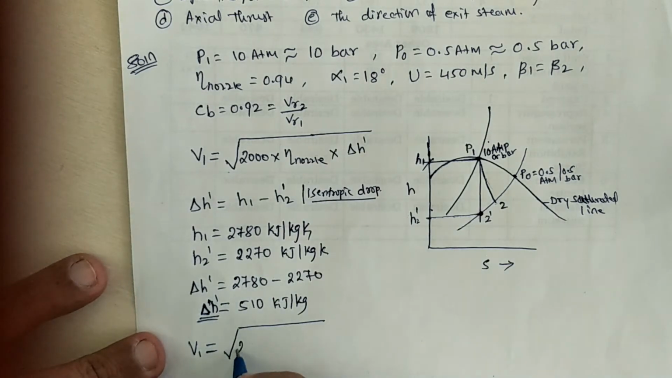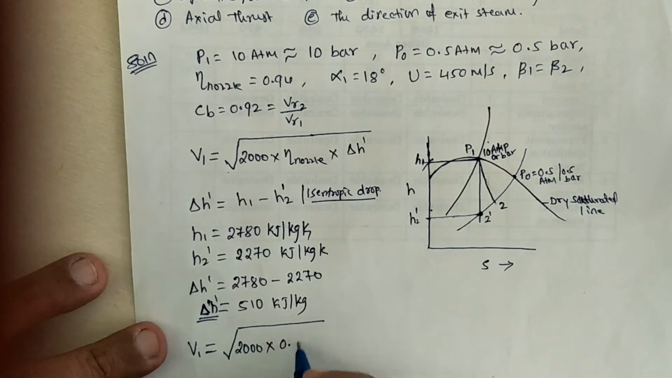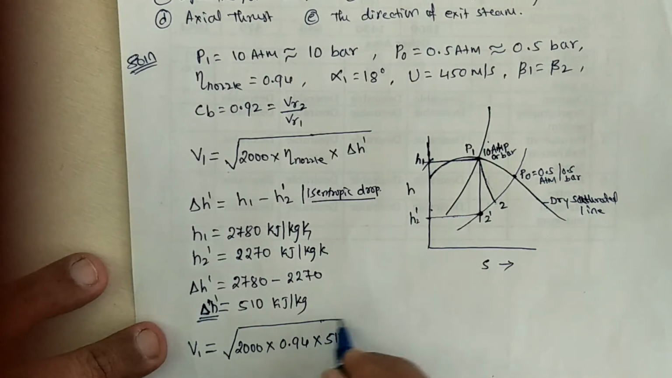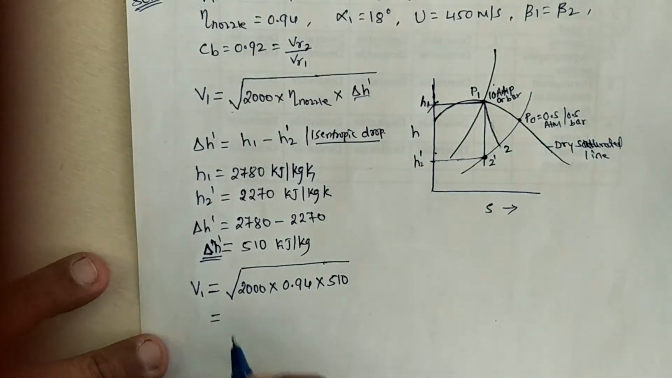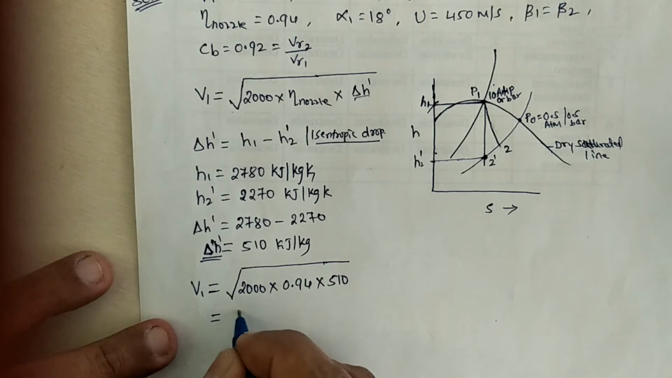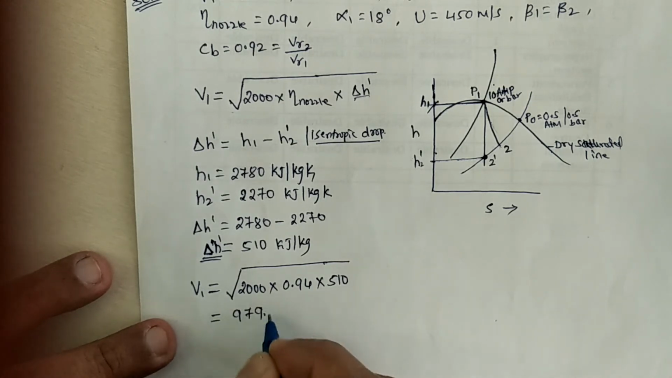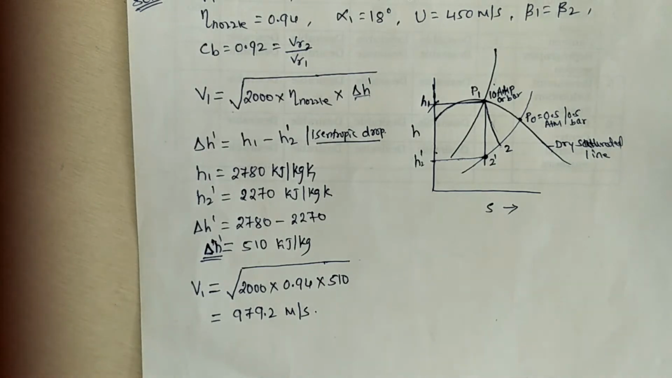So I am going to substitute the values: 2000 into nozzle efficiency, which is already given as 0.94, multiplied by 510, that is delta H. So I am going to get the value of V1 as 979.2 meters per second. So this is the value of V1.